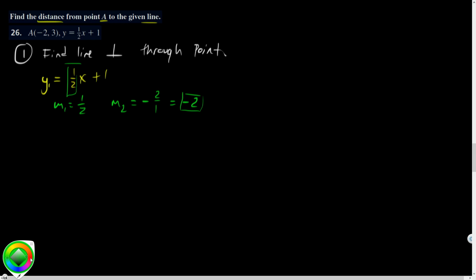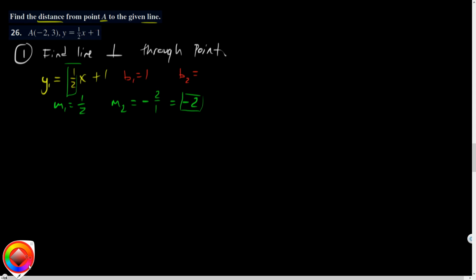Now, this line, I want to point out, does have a y-intercept of 1. However, it's possible but unlikely that the two lines will have the same y-intercept. That would require two perpendicular lines to intersect at the y-axis. It's possible, but there's also infinitely many lines that don't do that. And so I can't just assume that my line is going to have b2 equal to 1. I don't know what b2 is.